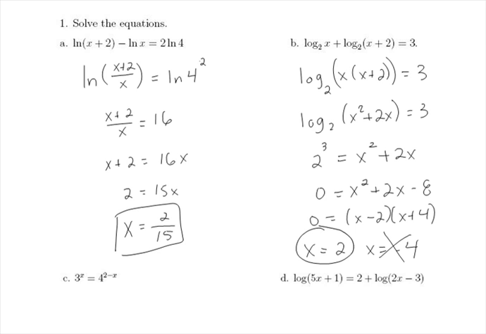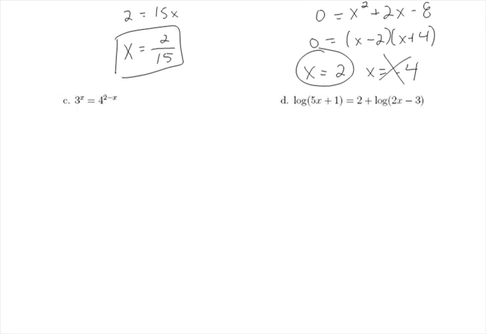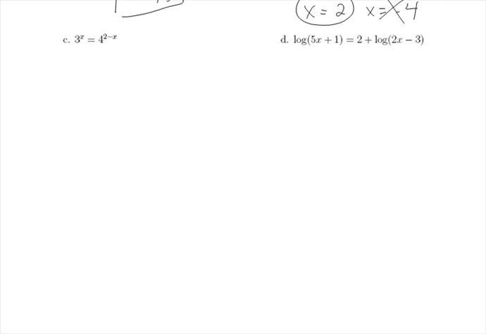On part C, we're asked to solve this exponential equation. Because each base is raised to an exponential power, the good first step is to take the natural log of both sides. That will allow us to bring the power down in front, and so we can do some algebra. So in this case, x would be brought down times the natural log of 3, and then we have 2 minus x, the whole quantity, times the natural log of 4.